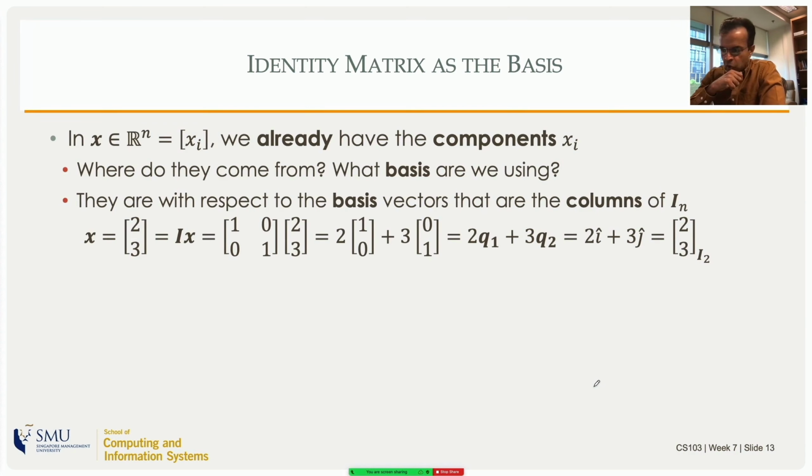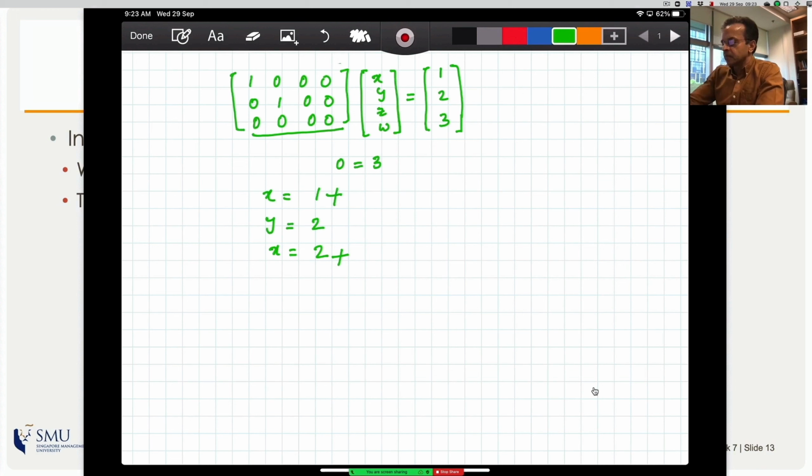If you have any vector at all, the moment I specify a vector, I'm already giving you the components. For instance, I specified a vector b here. What are those components? What basis do those components refer to? That is a fair question to ask. The answer is that they are based on the identity matrix.